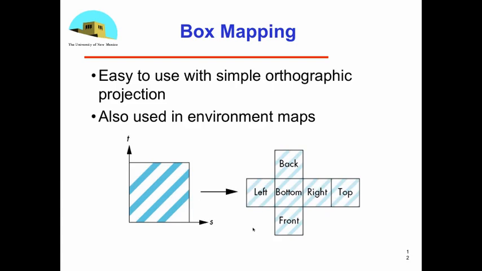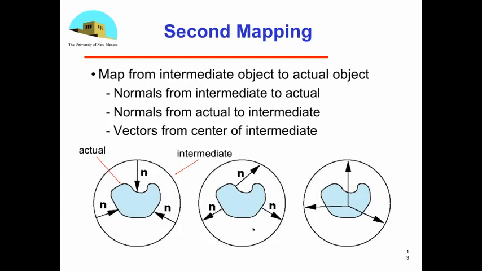So the three standard intermediate objects to use are cylinders, spheres, and cubes, and they all have the property that if you have that, it's pretty easy to map them onto the surface. The difficulty is, how do you get to the sphere and the cube and the cylinder from the actual space? So how do you get from a real object?